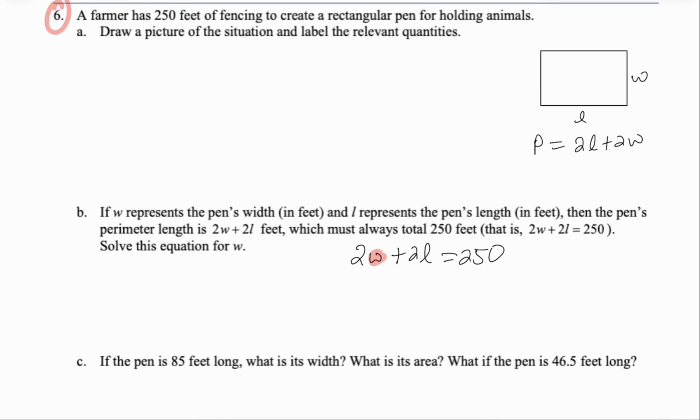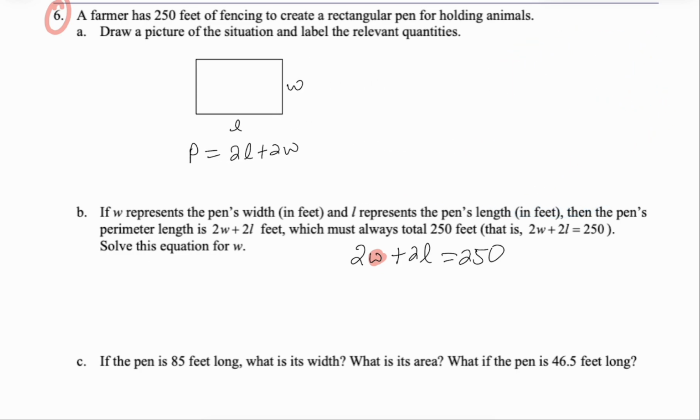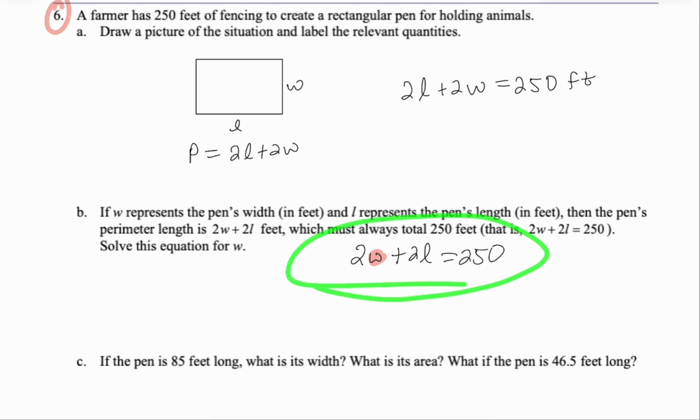So in the 3.5 investigation, if we go to 6, the first thing says to draw a picture of the situation and the relevant quantities when a farmer has 250 feet of fencing and wants to create a rectangular pen for holding the animals. Now, the fencing is a perimeter, so our perimeter formula is 2 L's plus 2 W's, and we know that 2L plus 2W would have to equal 250 feet. And that's what leads us to what they wanted in B.